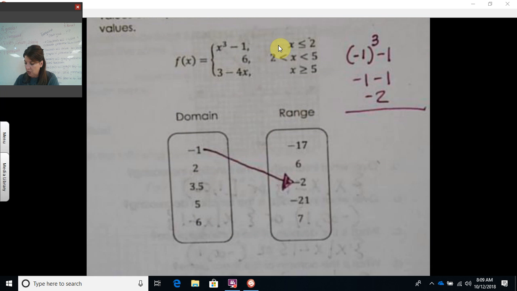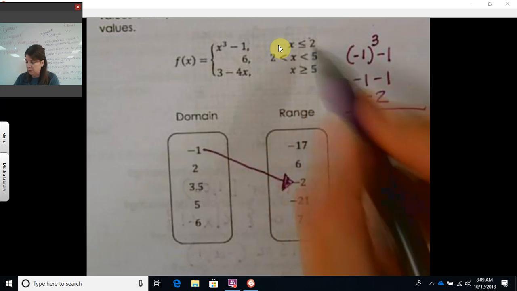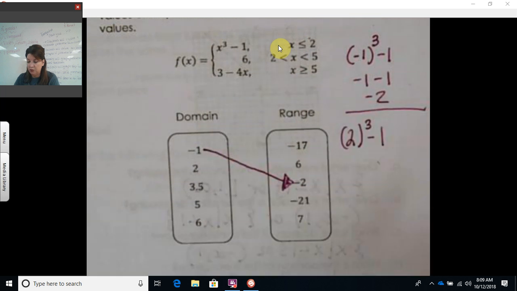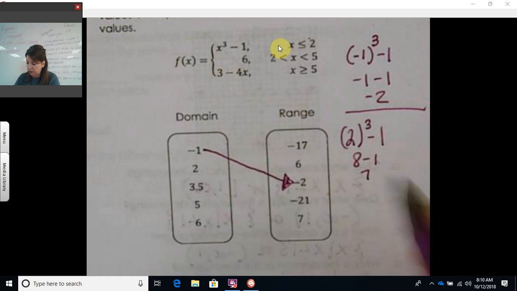What about when my domain is 2? Where do I substitute that in? Top one as well, because it's not less than 2, but it's equal to 2. So that would be 2 cubed minus 1. What's 2 cubed? 8. And 8 minus 1 is 7. So when my domain is 2, my range is 7.